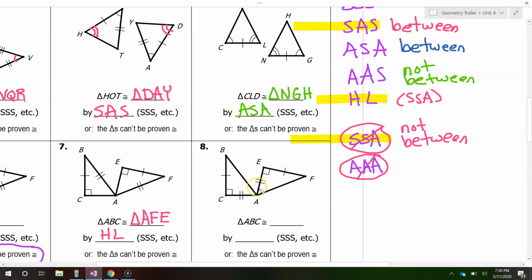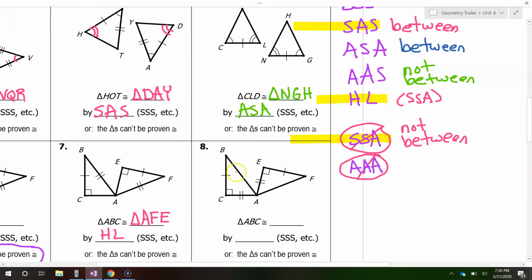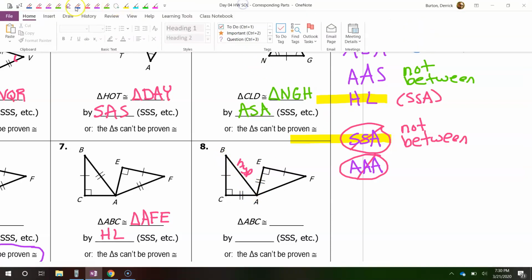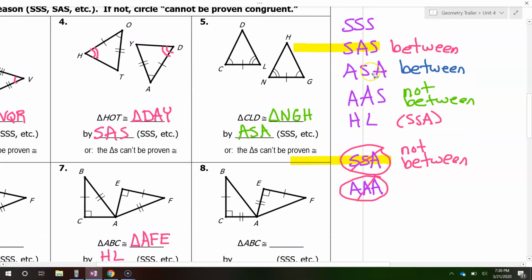It's not automatic though. Where is the hypotenuse and where are the legs? Well, here's the hypotenuse right here, across from the 90-degree angle. Notice that the hypotenuse is blank. The hypotenuse is not one of the congruent sides. That means this cannot be hypotenuse leg. The hypotenuse is not marked. So forget about hypotenuse leg. It's either going to be side-angle-side if the angle is between, or it'll be side-side-angle if the angle is not between.